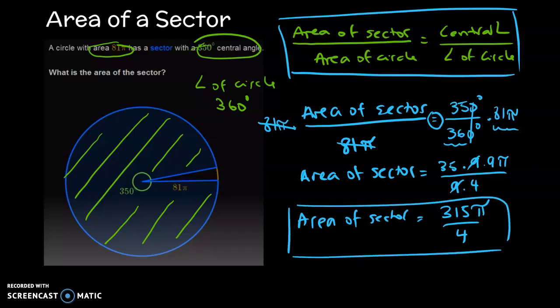We could change the numbers around. We could be given a number of different things. We could be given the area of the sector and the area of the circle, and be trying to find the central angle. We could be given any of those four, and we could solve it in the exact same way, knowing this major proportion.